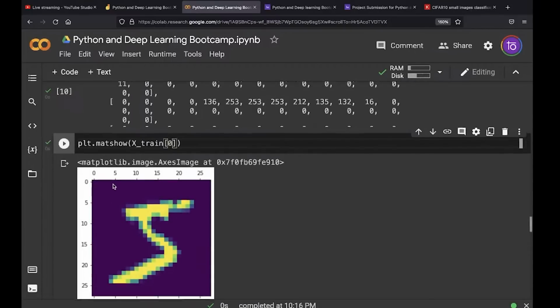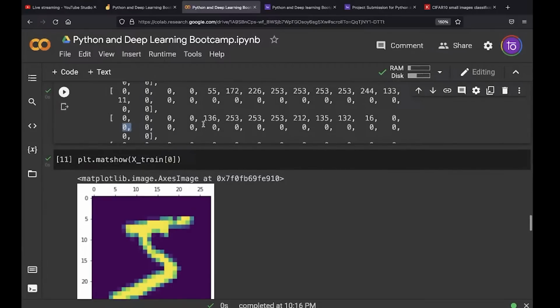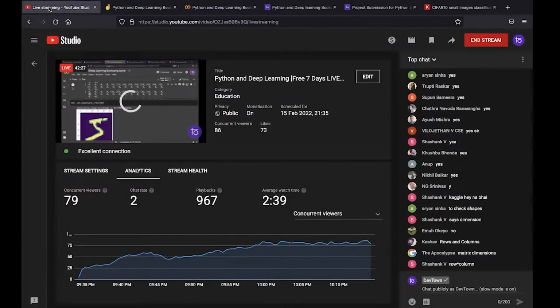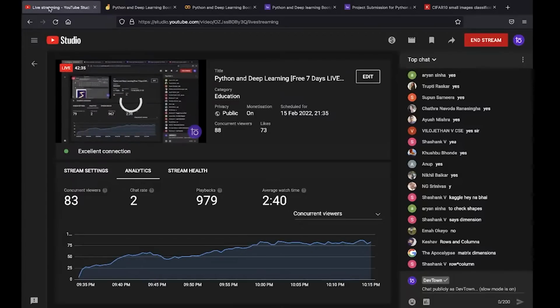Can you see this darken area? Wherever there is darken, it has been reflected by 0. And whenever there is some kind of shade, according to that, the pixel value will appear over here. But no pixel value can exceed 255 or the range of 255. Is this clear to everyone? Yes or no?